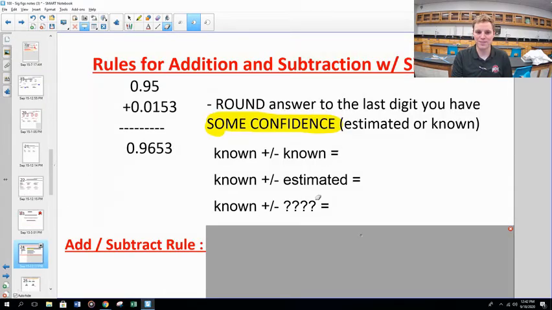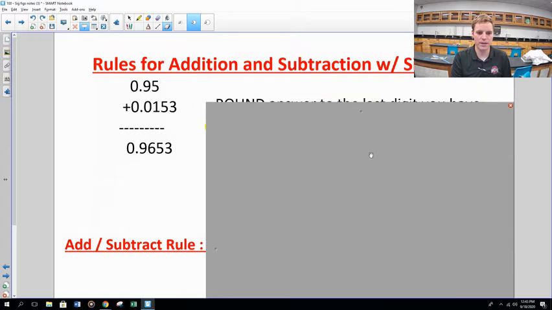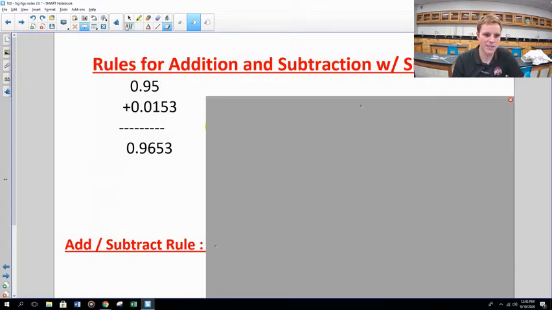All right, anyways. So the rules for addition and subtraction with significant figures. So let's say we had a 0.95 and we added a 0.0153. We would get 0.9653. So let's break this down a little bit. Let's think about the confidence we have of each one of these. So we know this 9 for sure. This 5 right here is the last part of this measurement.